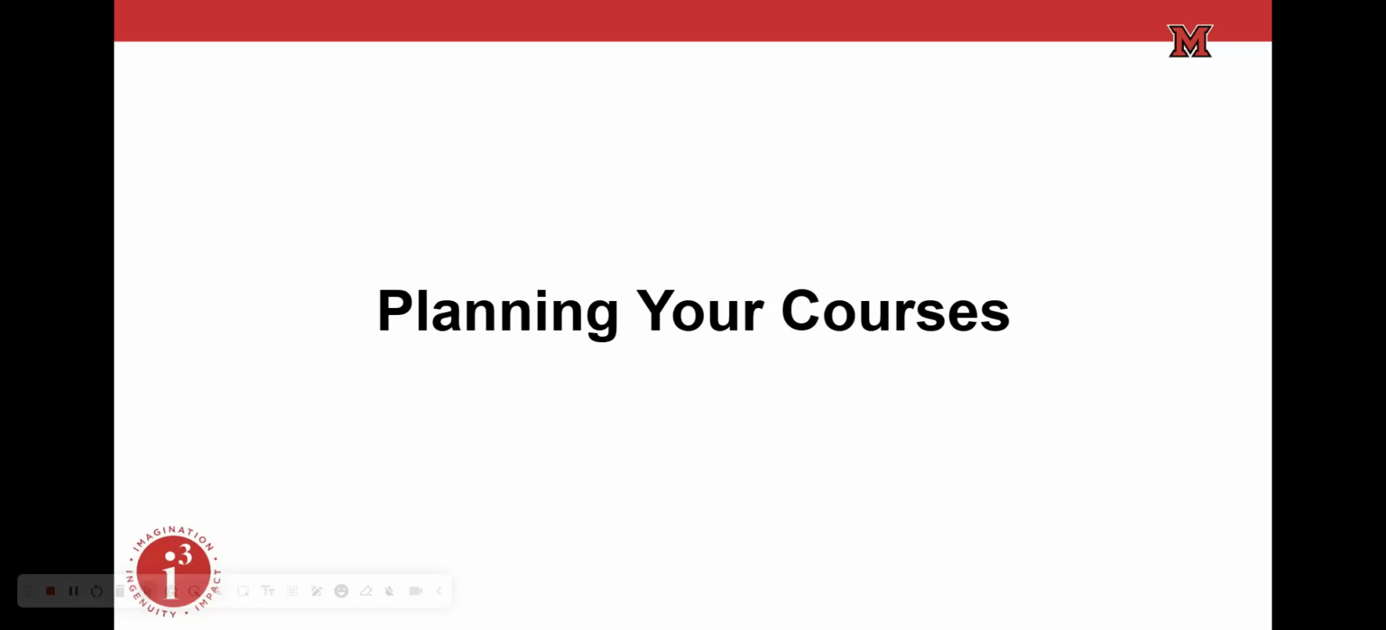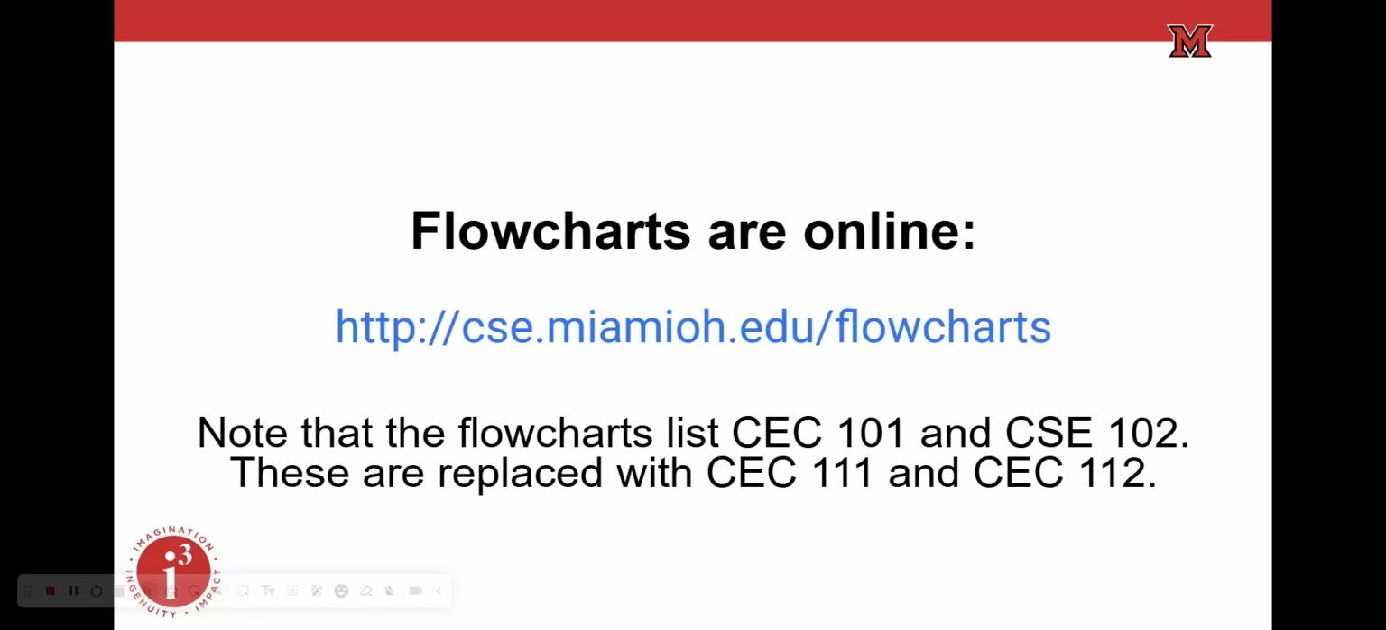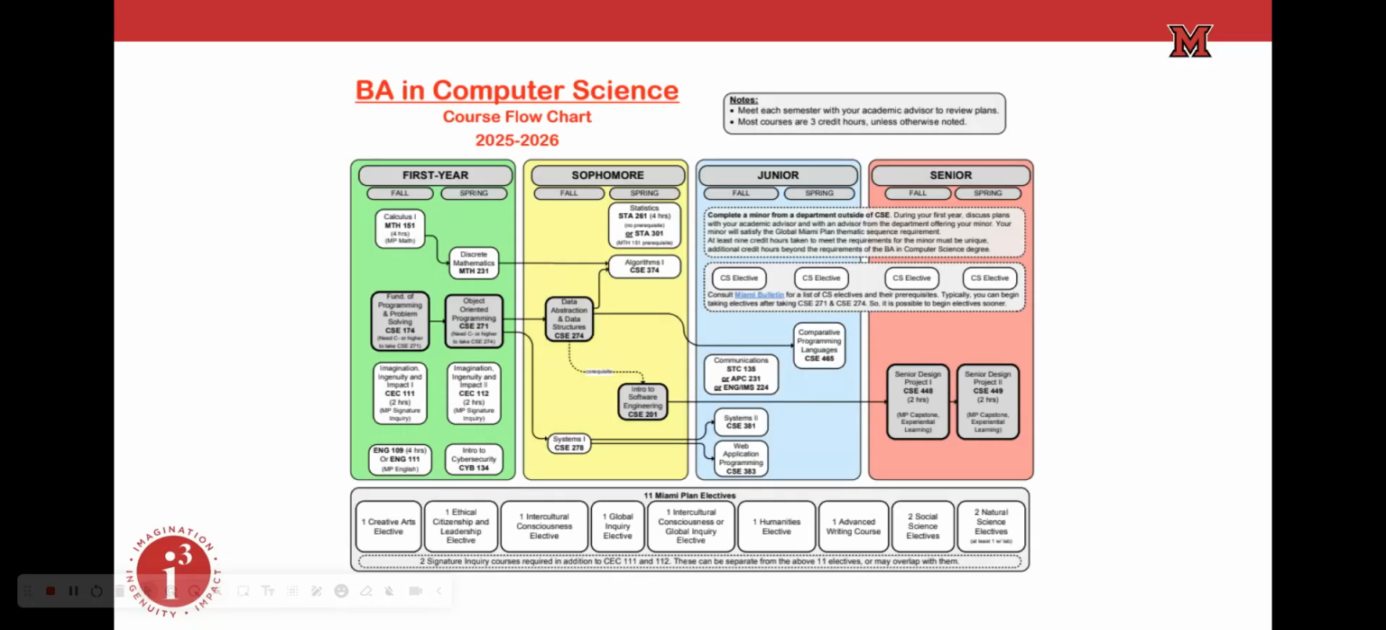Planning your courses. Flowcharts are available online on our website. The BA in Computer Science, here's the flowchart for that, and we talked about the core requirements and the different math and science requirements before. I'll give you a second to take a look at this flowchart.